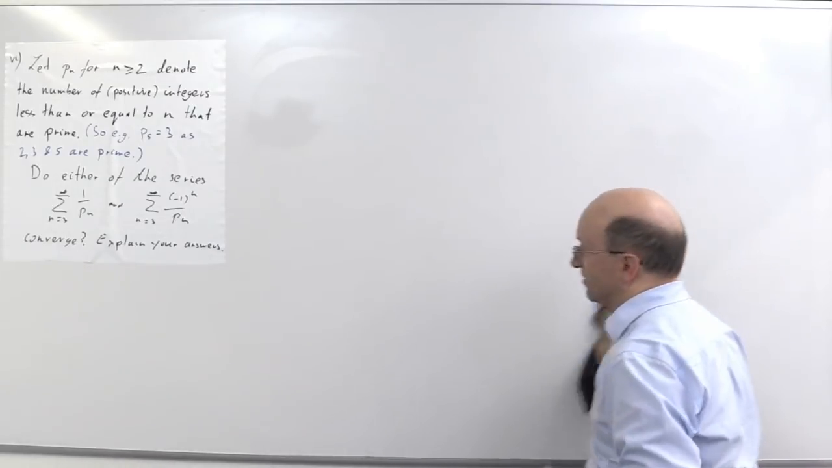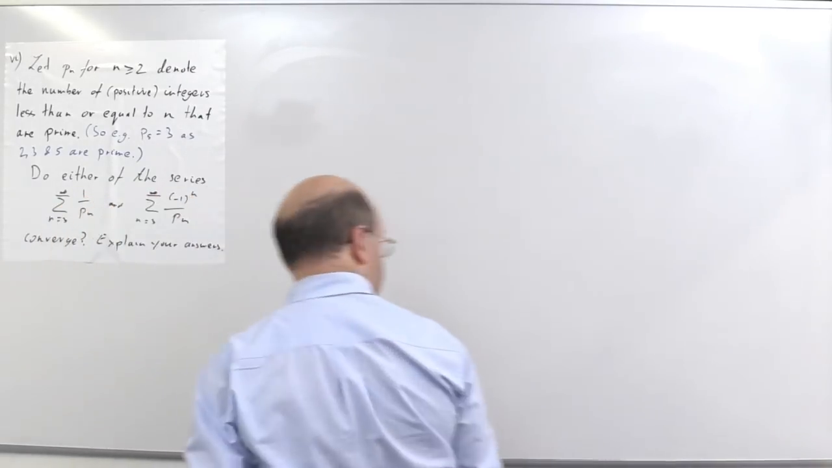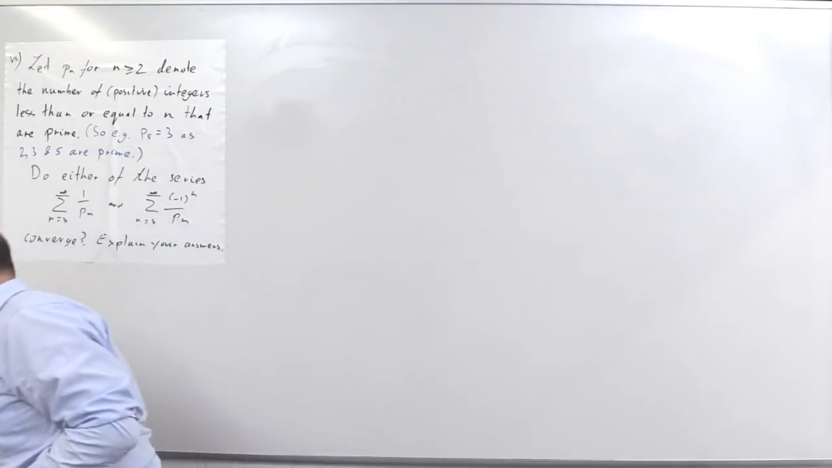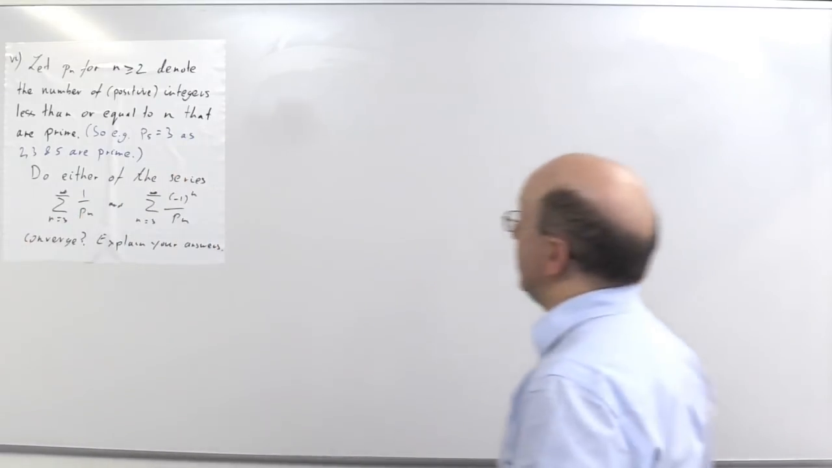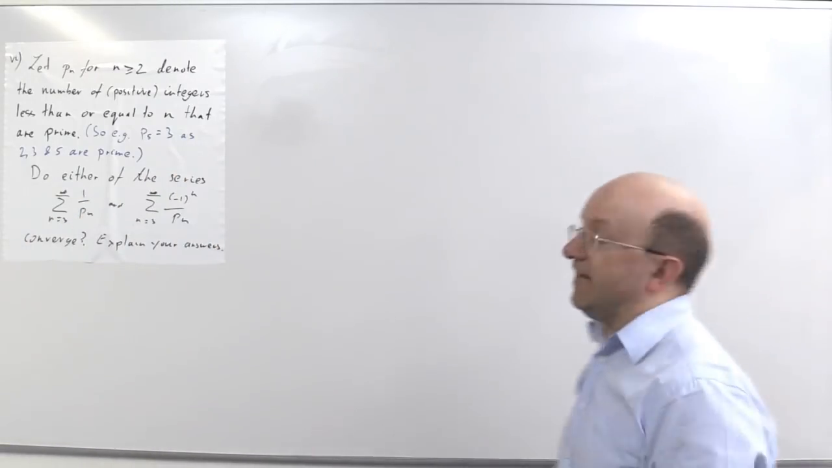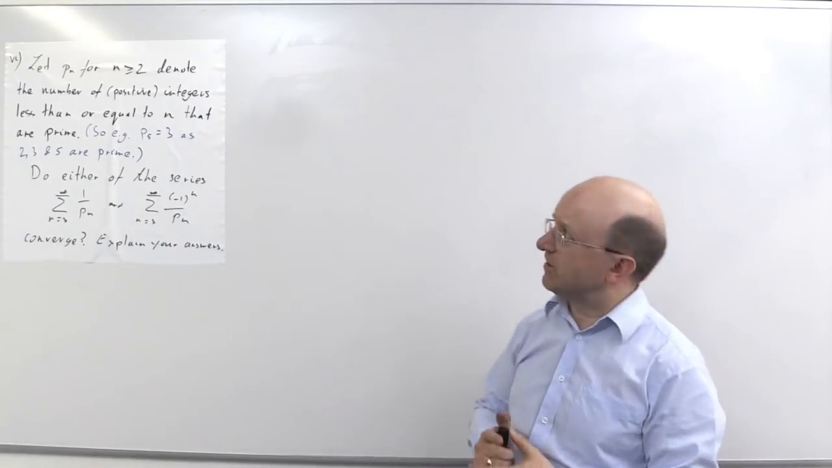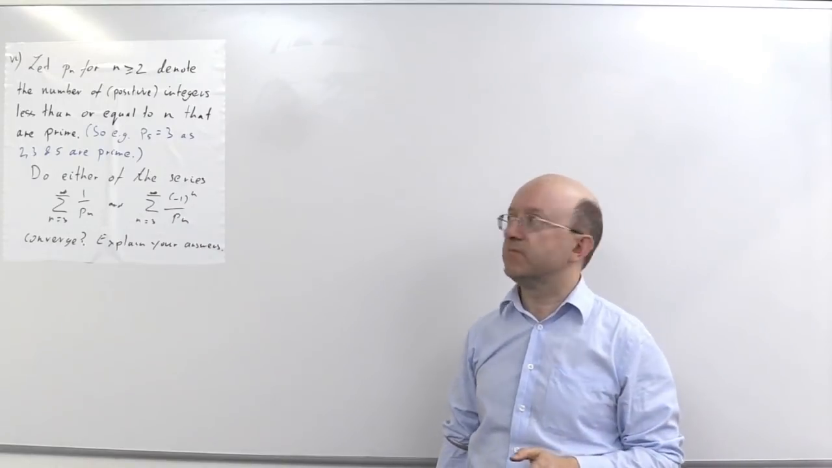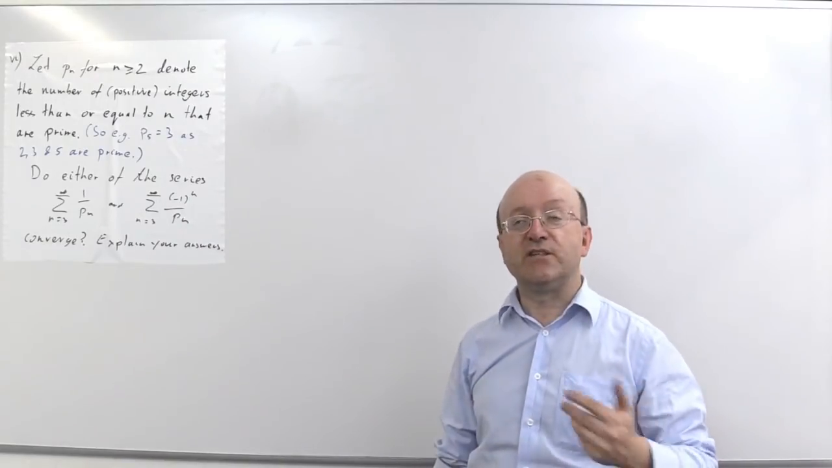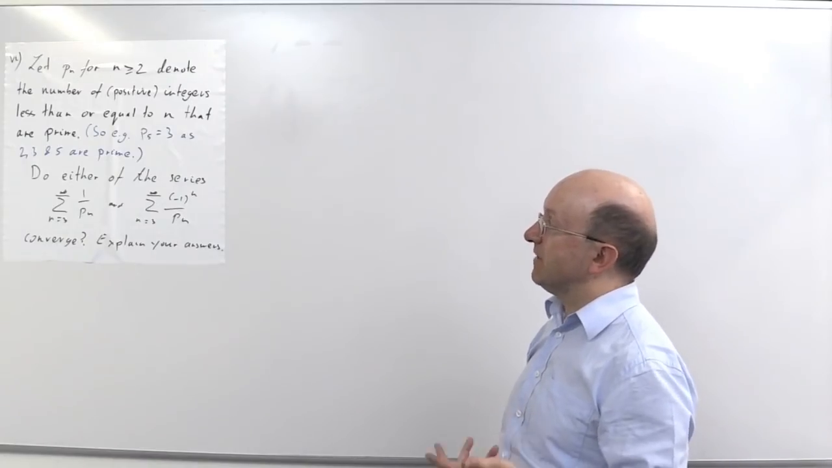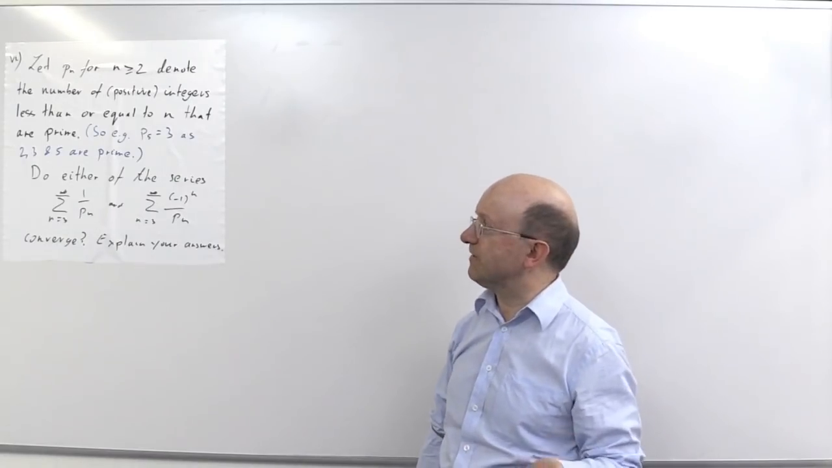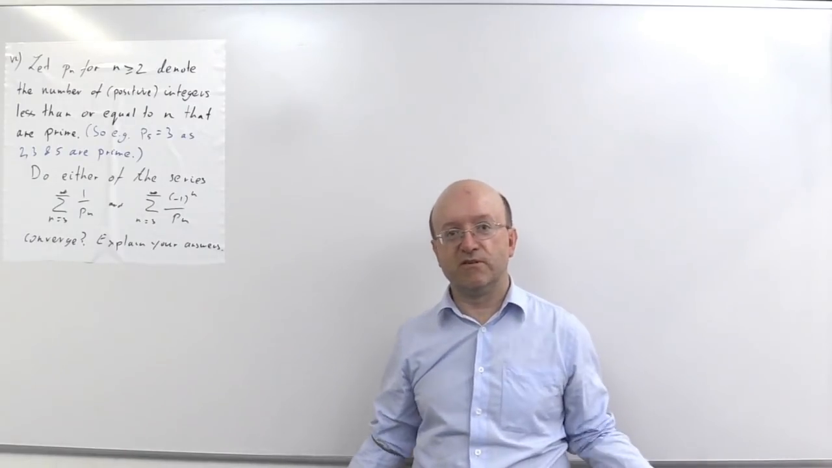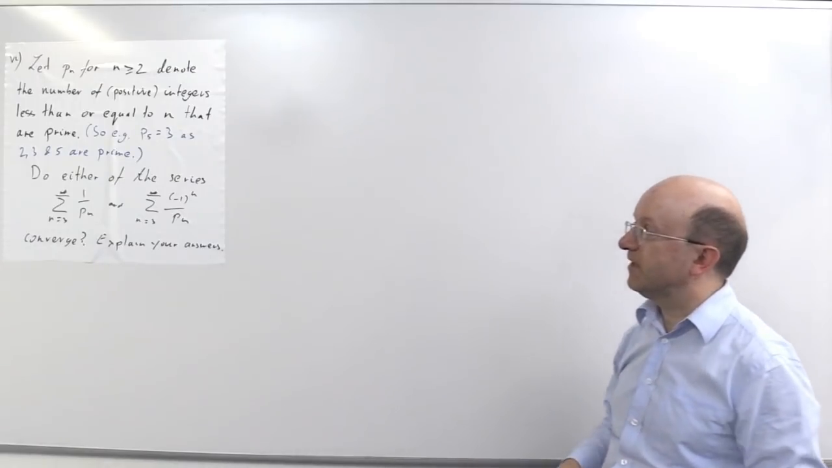So, inventing a new sequence. This is a summation of sequences. Pn, for n bigger than or equal to 2, denotes the number of positive integers, obviously, less than or equal to n that are prime. So this is a prime counting function. And the question gave you an example. P of 5 is 3, because 2, 3 and 5 are primes less than or equal to 5. P of 6 is 3 as well, because there aren't any more primes. P of 7 is 4, and so on.